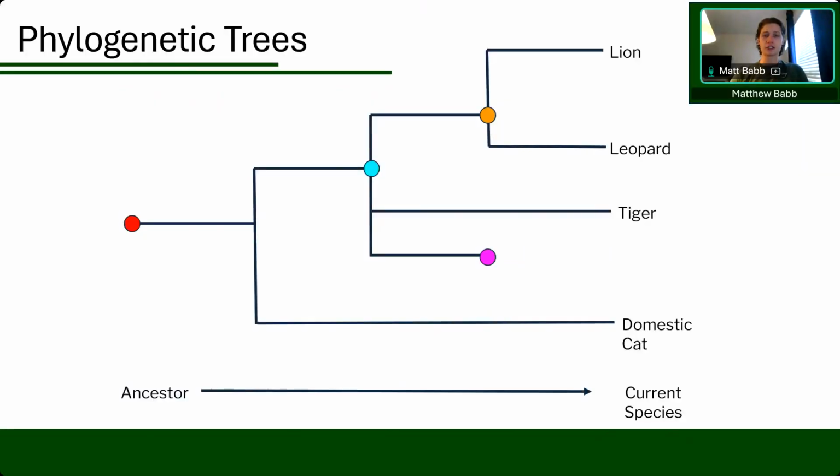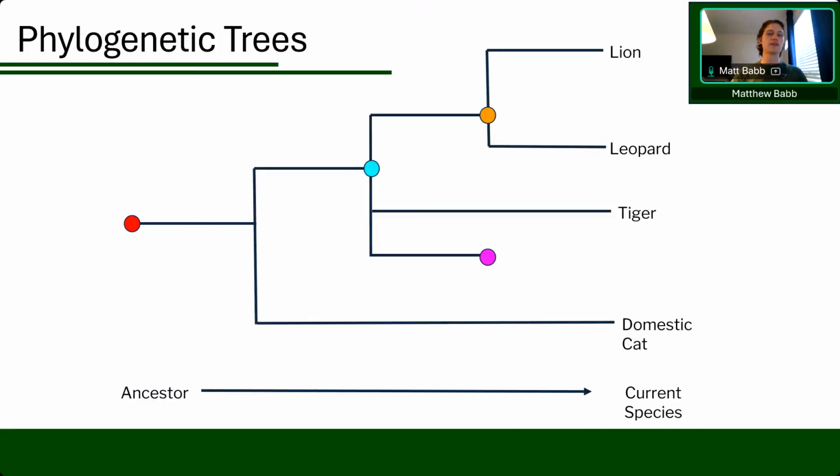So, phylogenetic trees. Evolutionary biologists and animal behavior scientists use these a lot. This is an example of a phylogenetic tree, for example, of cat species. It's kind of like a family tree, but it spans millions and millions of years, and it looks at the evolution of different related species.